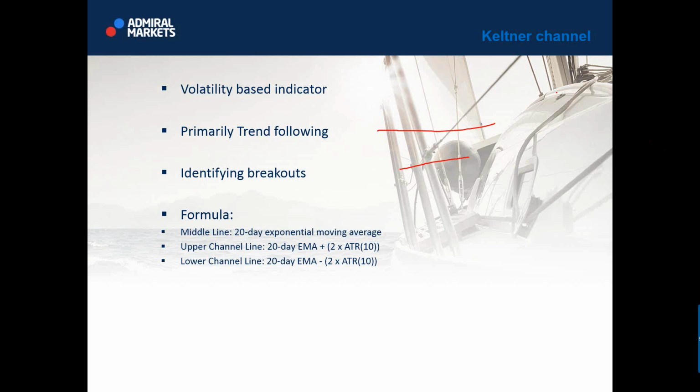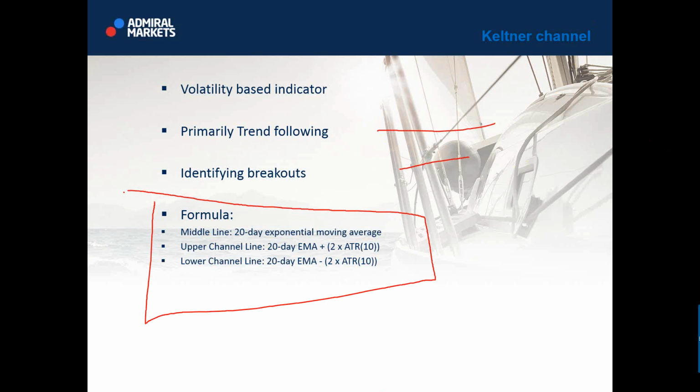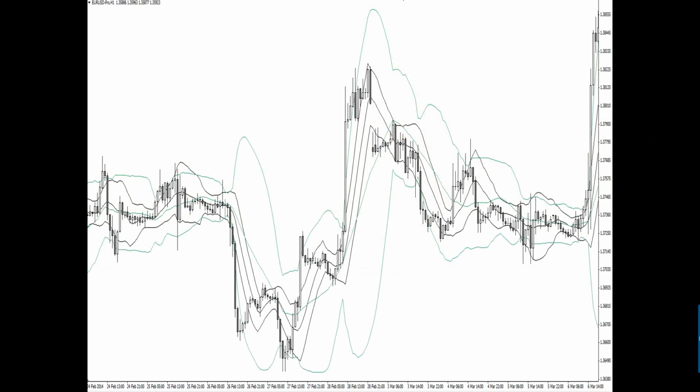The formula for Keltner is this. I don't need to read through it. You can read it on the screen. So this is the formula for Keltner channel. Breakouts can be identified by using proper breakout knowledge and Bollinger Bands. This is how Keltner channel looks inside Bollinger Bands.